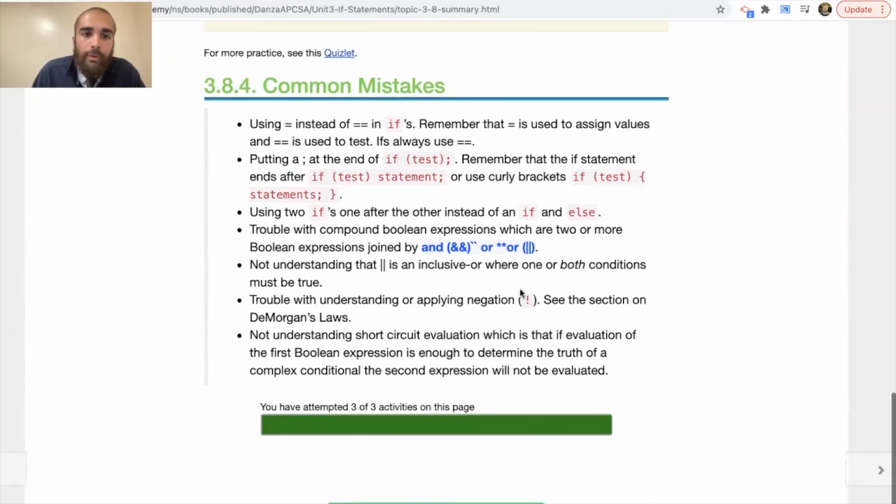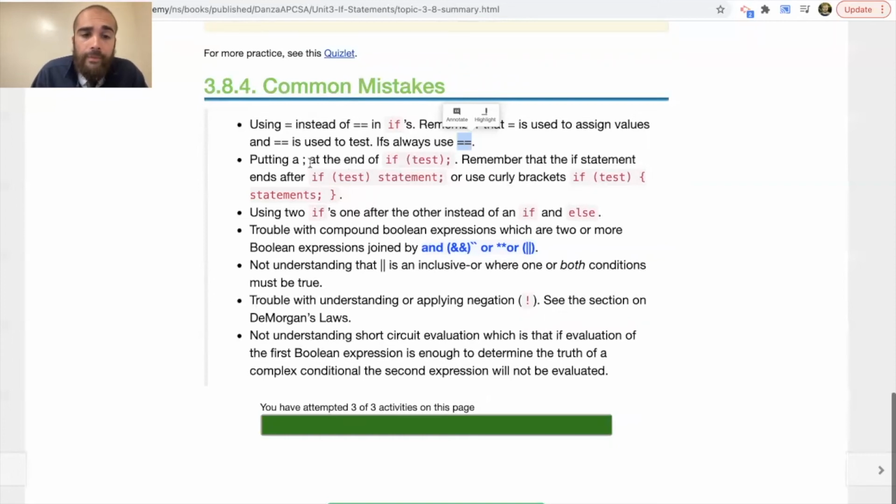All right, some common mistakes. The assignment operator, this one equal sign, is not the same thing as a double equals. This is the assignment operator. This compares actually if the values are the same. It says remember that equals is used to assign values and the double equals is used to test whether or not they're true. Ifs always use the double equals. We also learned the dot equals.